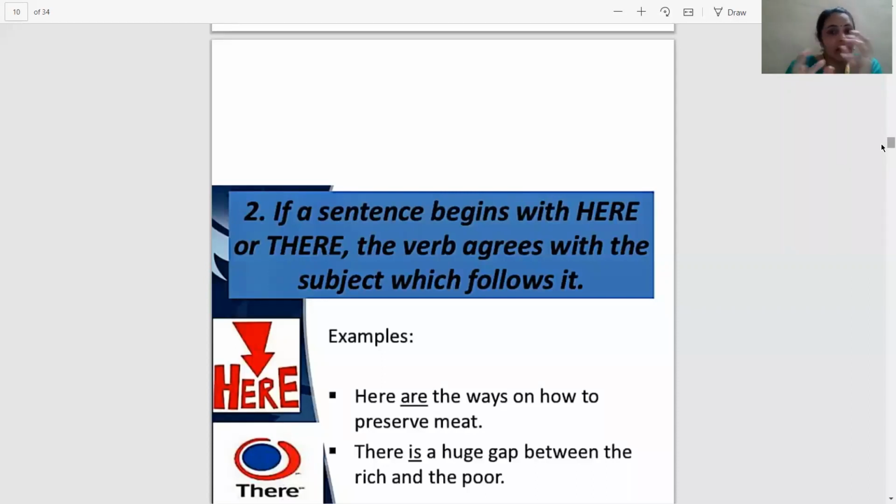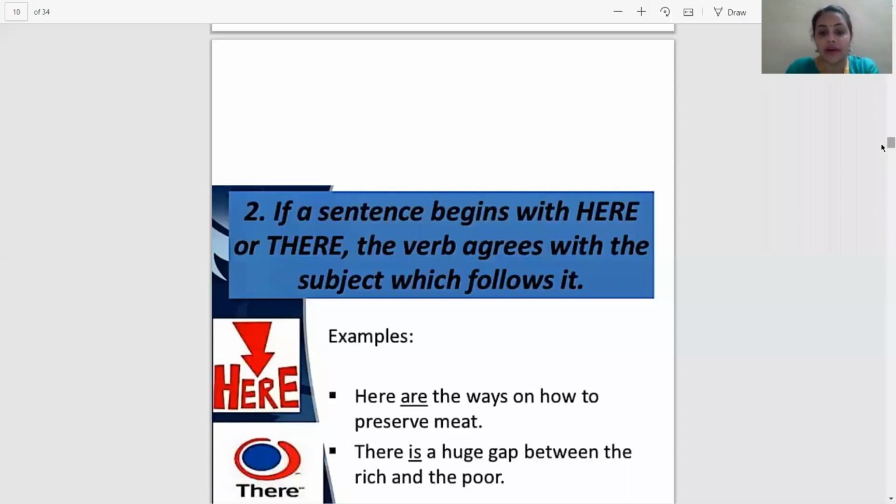The subject. Here and there is not a subject actually. If it is followed by a subject, whatever subject, if the subject is singular after here or there, then it will take a singular verb. If the subject is plural, then it will take a plural verb.